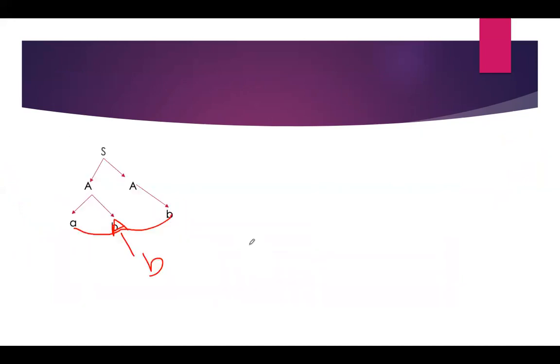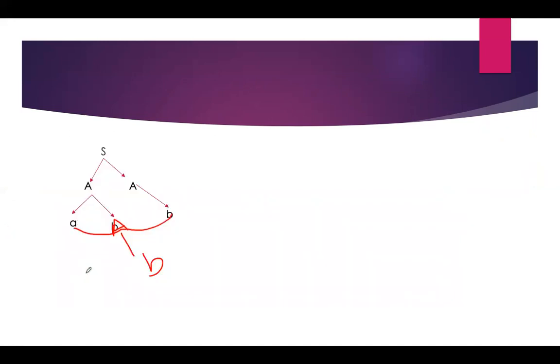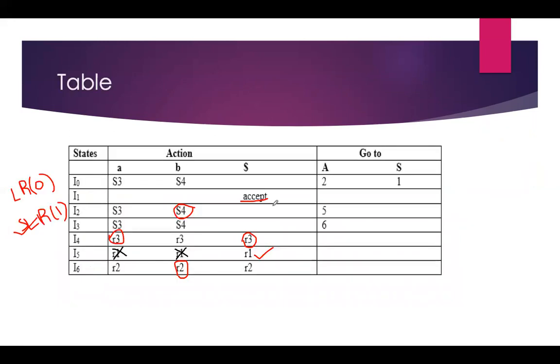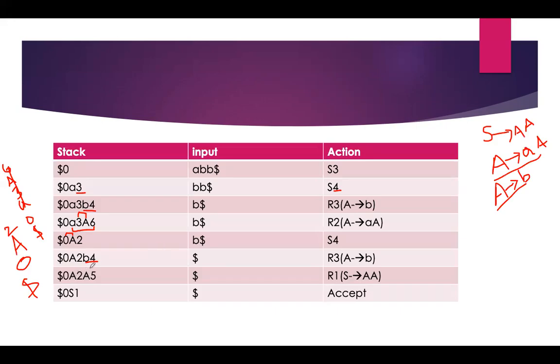Rule number 3 means A tends to B. Instead of B we need to write A. So here instead of B, this 2, I have reduced it to A. Now how can we take the number? 2 and A, we will check it out. 2 and A, this is 5. So I have written 5 here.